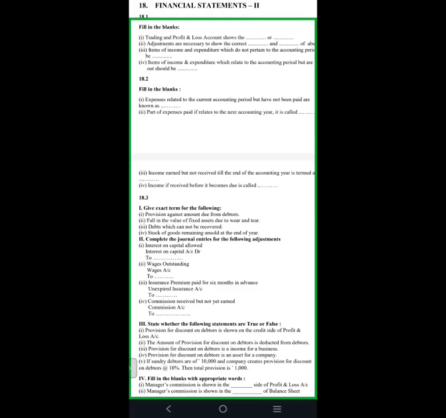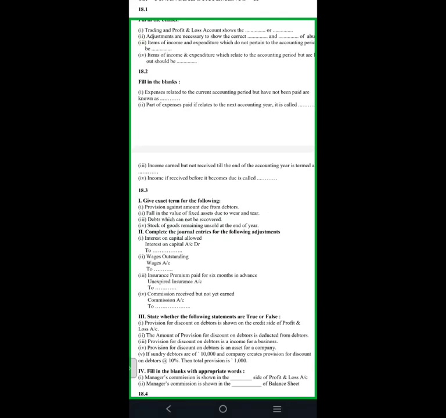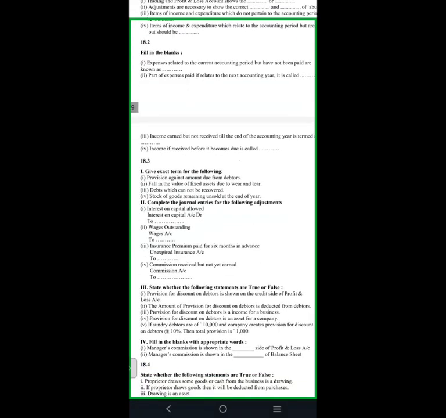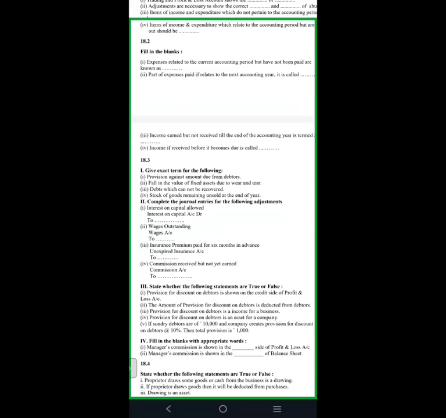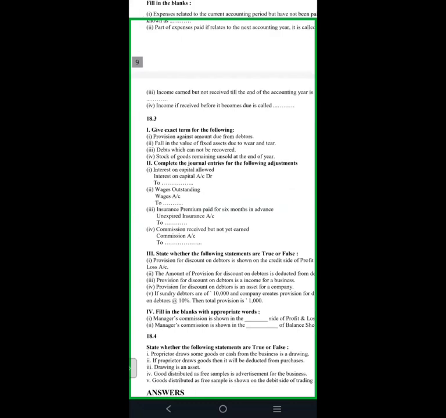Income earned but not received till the end of the accounting year is termed as dash, that is, accrued income. Income received before it becomes due is called income received in advance. Provision against amount due from debtors, that is, provision for bad and doubtful debt. Fall in the value of fixed asset due to wear and tear, that is, depreciation.